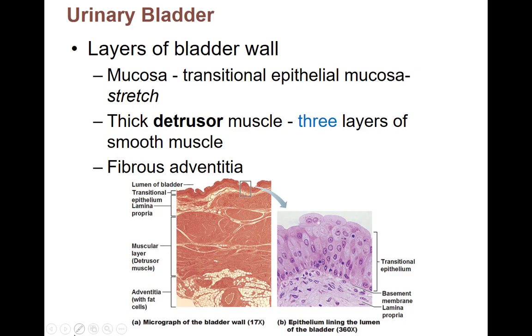It's still smooth muscle. You still can't control it, but this extra muscle helps contract the bladder to push urine out when you're ready to urinate. And then on the outside, we still have that fibrous adventitia. We just have an extra layer of muscle in our bladder.